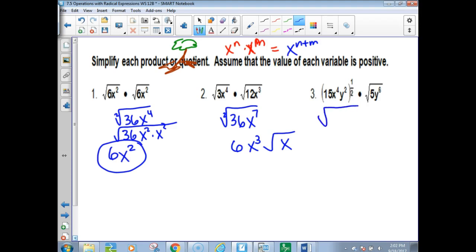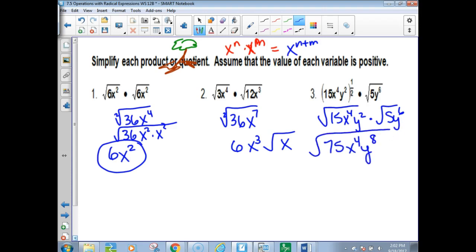Okay, so this is just like doing the square root of 15 x to the 4th y to the 2nd times the square root of 5 y to the 6th. So we're going to go ahead and multiply what's under the radical. And 15 times 5 is 75. X to the 4th, y to the 2nd times y to the 6th is y to the 8th.